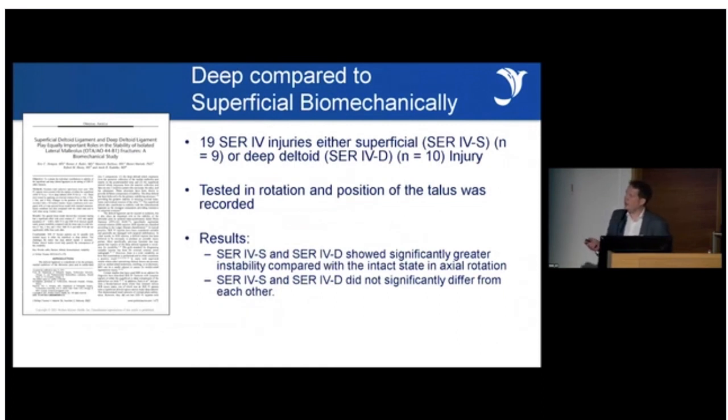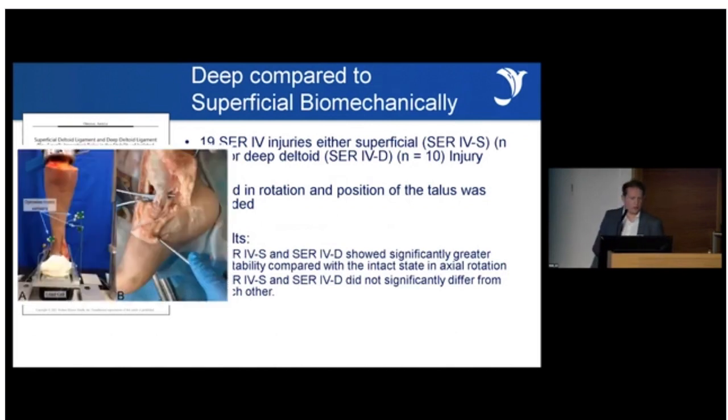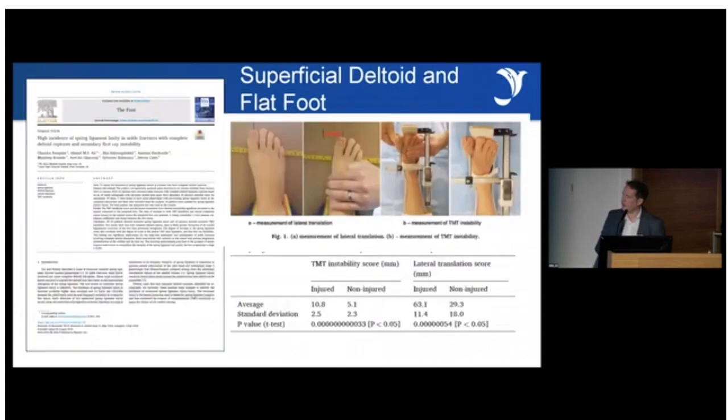Okay, there's now a difference. Do we do it for deep or superficial? And this is the next bit of controversy. Personally, I think there's the superficial we need to repair, but this biomechanical result showed no difference for your deep and superficial, so they contributed similarly in the dysfunction on the medial aspect of the ankle.